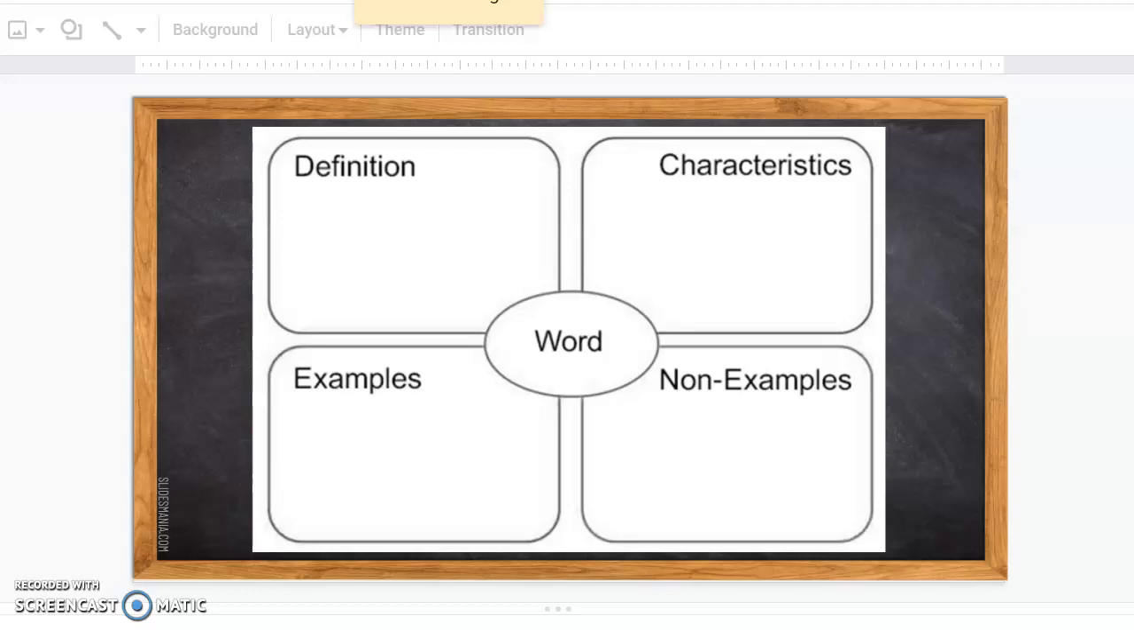Now, some of you have probably done Frayer models either in your science classes or your history classes, maybe even language arts. And so today it's going to be the same concept, but instead we're going to be doing it with a different college that you have learned about in our presentation.